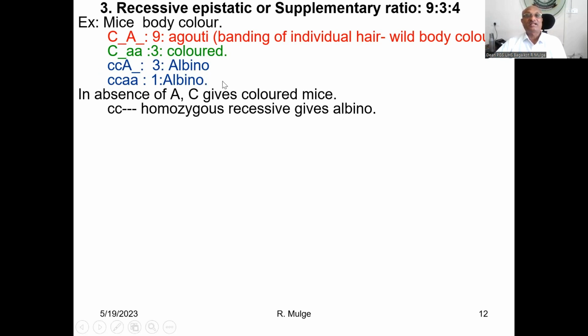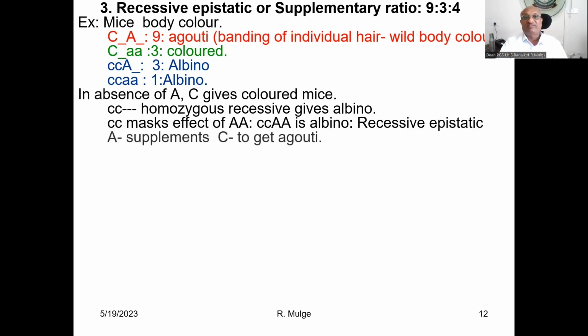I mean 4 mice you will get albino in F2, whatever the second gene is, homozygous recessive or not. Why is it called supplementary? If both the genes are supplementing, you will get the agouti body color. Why is it called recessive epistasis? Because the first gene, homozygous recessive, is not allowing the other gene to express. So it is called recessive epistasis. The ratio is 9:3:4.